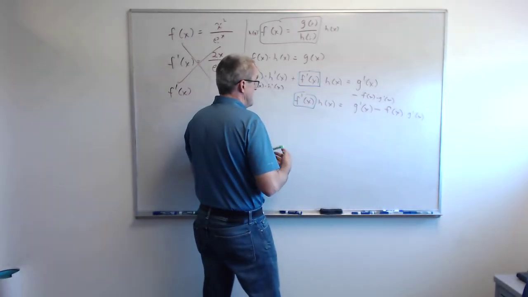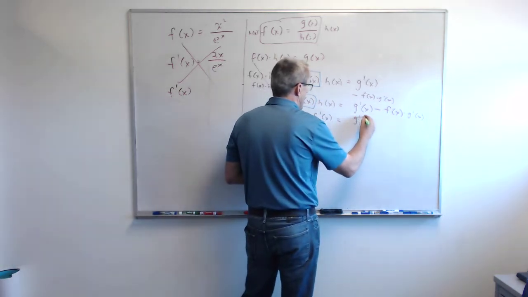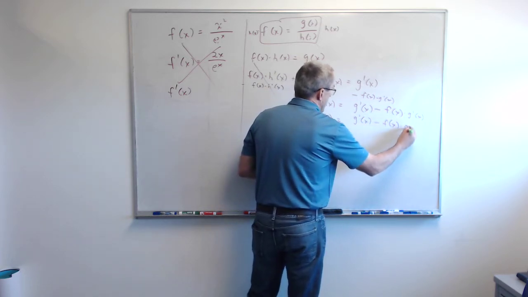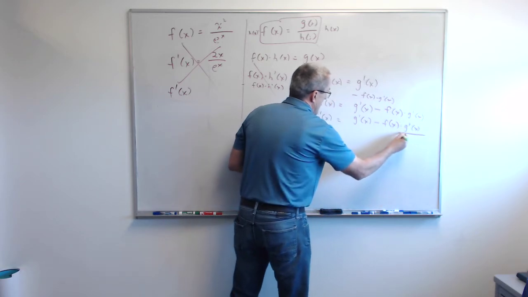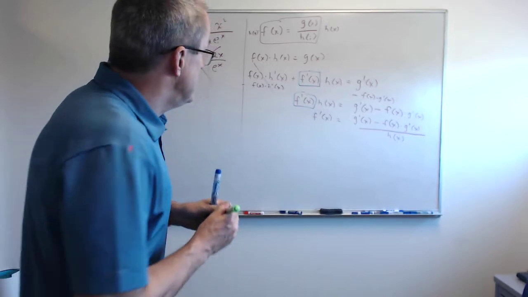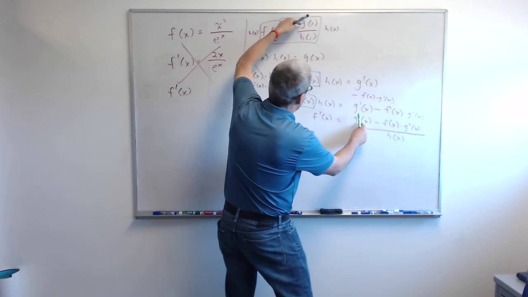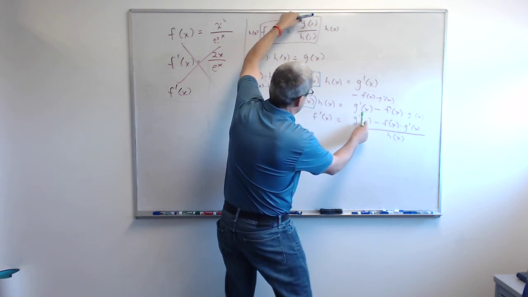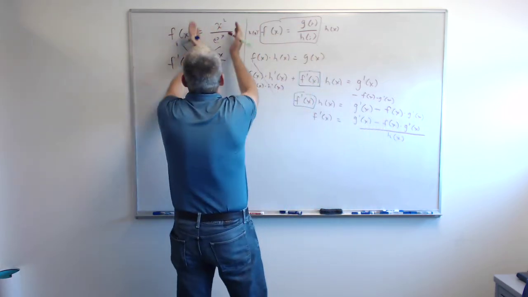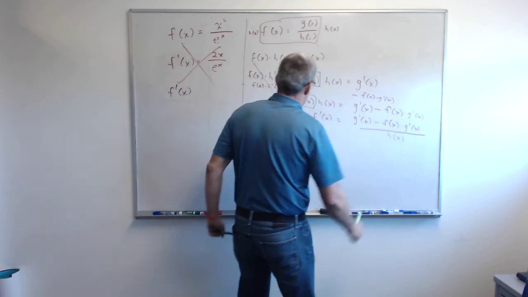You got one more step to go. Divide by h of x. So if you divide by h of x, you will get that. So, to take the derivative of a quotient, here's what you do. You take the numerator, and you take its derivative. You take f of x itself. You multiply that by the derivative of g. You divide all that by h of x.